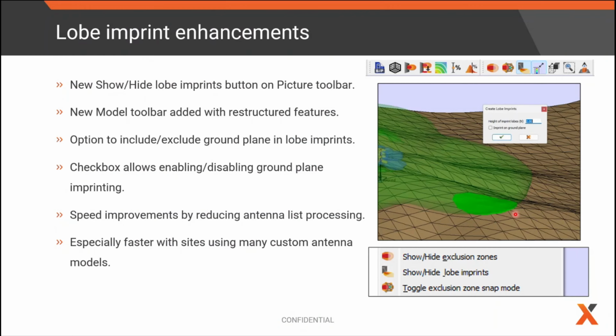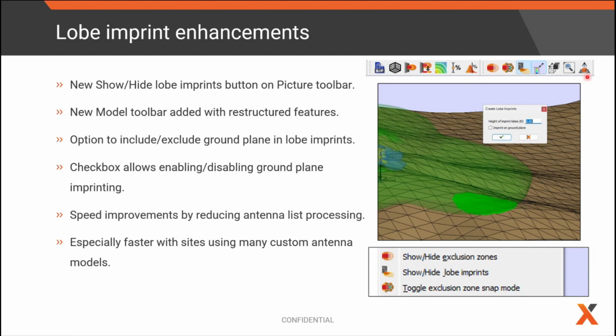Lobe imprints have also received several enhancements in this release. First, we added a dedicated show/hide lobe imprint button in the picture toolbar. This makes it quite easy to toggle the lobe imprint visibility without diving into the menus. We've also restructured some of the modeler features and added a new modeler toolbar to better organize these controls. There's a checkbox for the ground plane option.